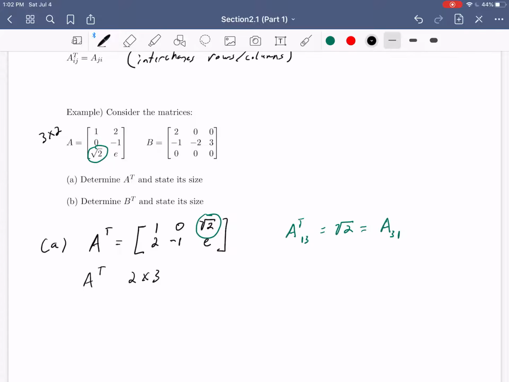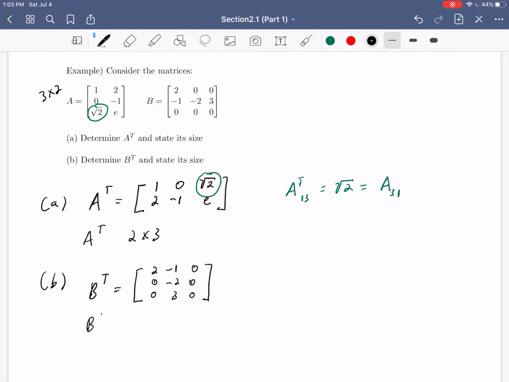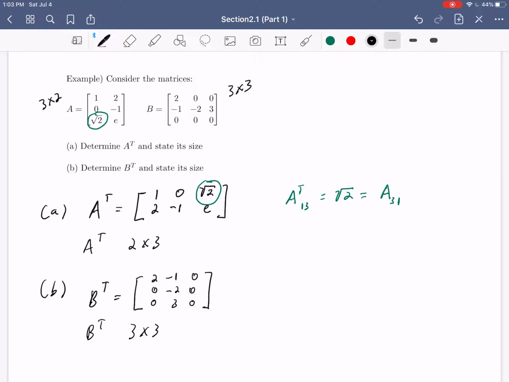Okay, let's go ahead and do the transpose for B. So B transpose. We take the first row and turn it into the first column: 2, 0, 0. Then we take the second row and turn it into the second column: -1, -2, 3. And then we take the final row and turn it into the final column: 0, 0, 0. You will notice that B transpose is still 3 by 3. It's still a square matrix, which makes sense because if you have the same number of rows and columns and you interchange them, it's not going to change how many there are.